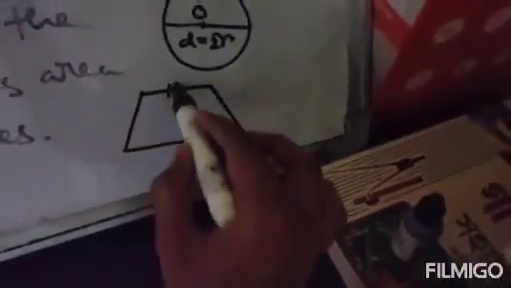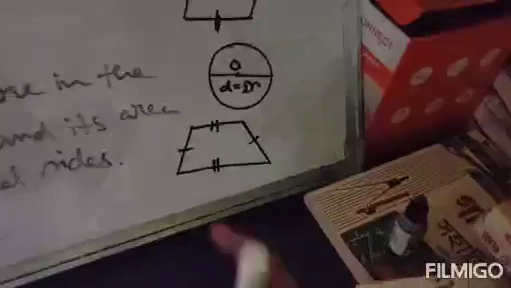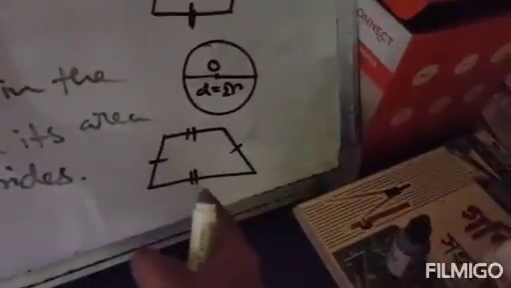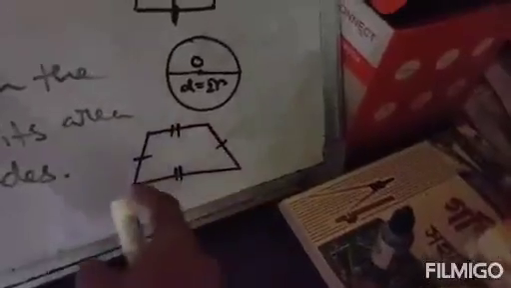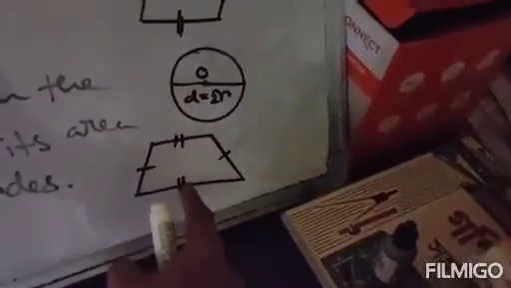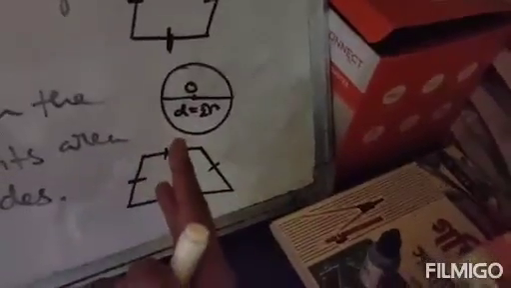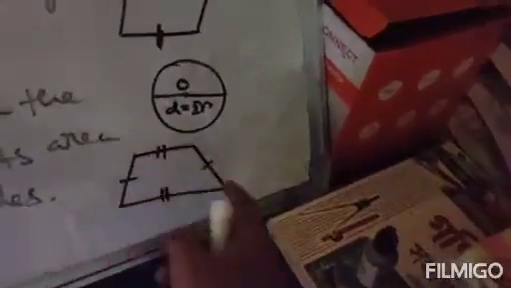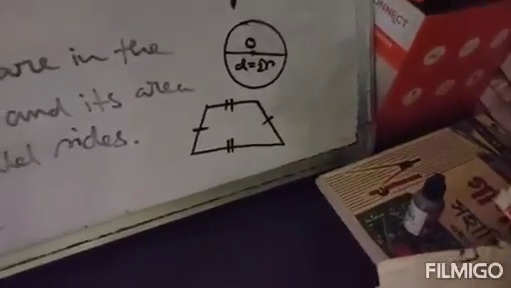Next one is the trapezium. It looks like this. A trapezium is also a quadrilateral, but these are the parallel sides and these are the non-parallel sides. That means a quadrilateral having one pair of opposite sides parallel and the other two sides non-parallel. It has 2 parallel sides and 2 non-parallel sides. This quadrilateral is known as a trapezium.